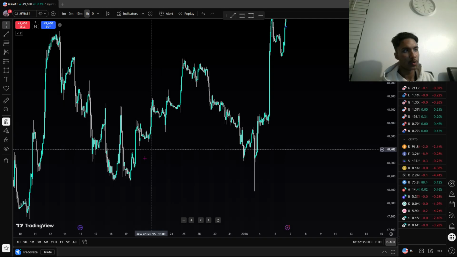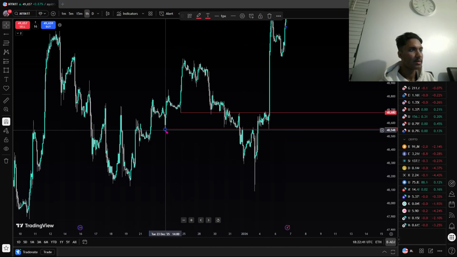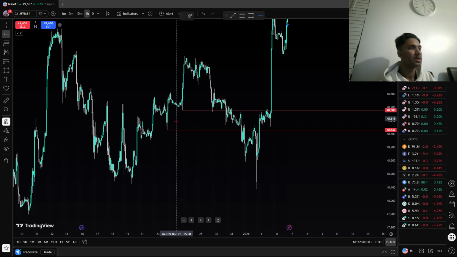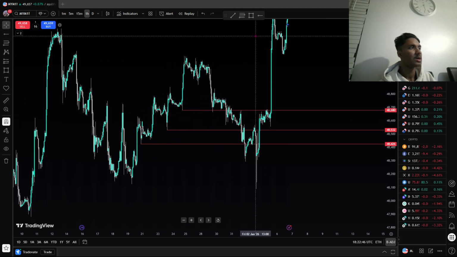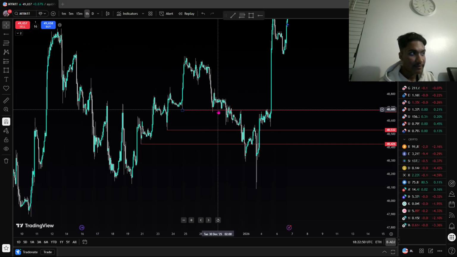I'm looking for lows. I'm going to mark out lows, okay? So look, we're going to mark out this low. We're going to mark out this low. We're going to mark out this low. We could do that one as well. But anyway, after we find our key levels, what am I doing?